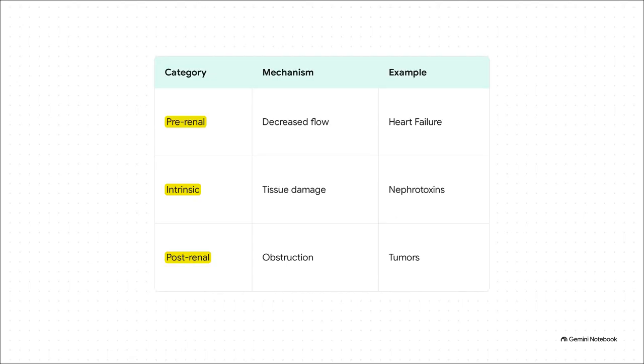You can actually triage this silent threat into 3 precise diagnostic buckets based on the mechanism of the injury. First up is pre-renal, which is caused by decreased blood flow to the kidneys, often from dehydration or heart failure. Next is intrinsic, and this is direct tissue damage to the kidney itself, like acute tubular necrosis or damage from those nephrotoxic drugs we mentioned. And finally, post-renal, which is caused by a urinary tract obstruction. Think kidney stones or tumors blocking the flow.